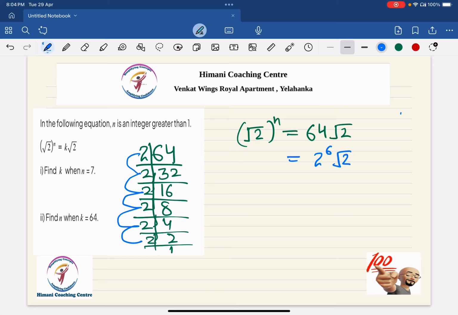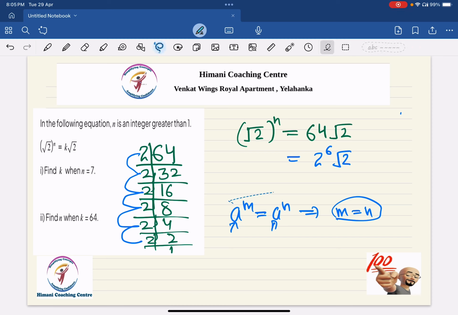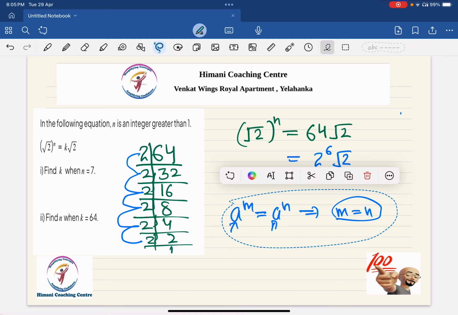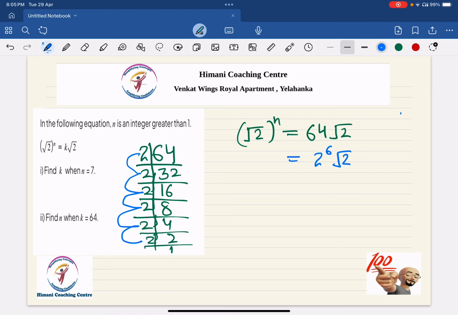Now see, there is a rule that if a to the power m equals a to the power n, it means m is equal to n. That means if the bases are the same and the powers are equal, then the powers are also equal. So I should have the same base in the given question to get the answer. Now we know what 2 is. 2 is root 2 into root 2, which can be written as root 2 squared.